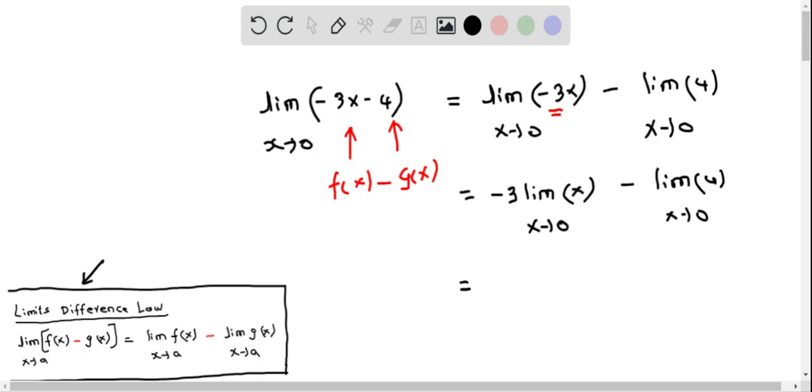Now I can do the substitution for the x. So this becomes minus 3. In place of x, I have to substitute 0. So I put 0. And this is independent of x. We don't have any x in the second limit. It's just the constant 4.